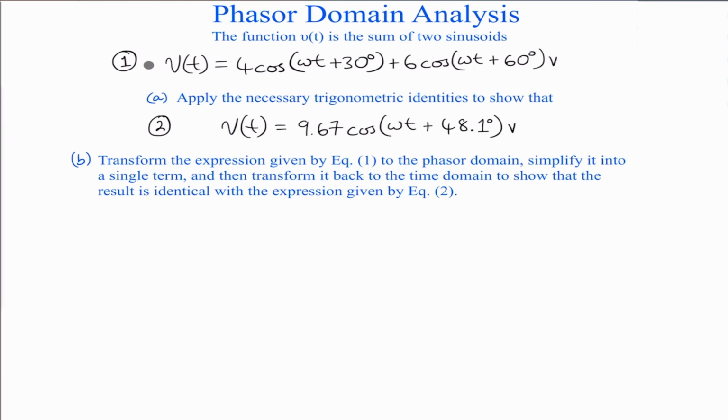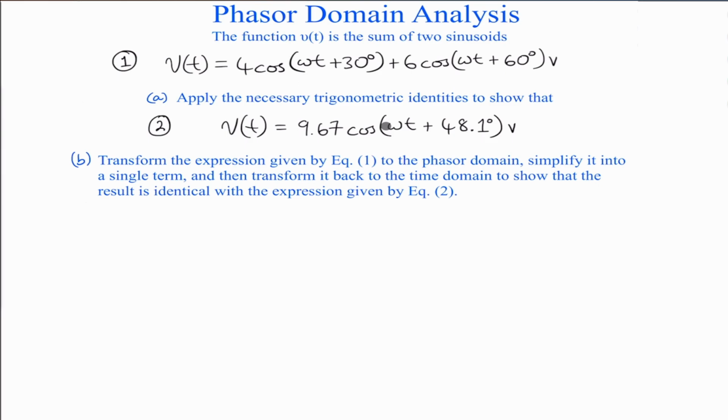Basically, we were given that v of t is the sum of two sinusoids, which is what we have here, and we need to apply the necessary trigonometric identities to show that it is equal to the following. Then for part b, we want to transform the expression given by equation 1 to the phasor domain, simplify it into a single term, and then transform it back to the time domain to show that the result is identical with the expression given by equation 2.